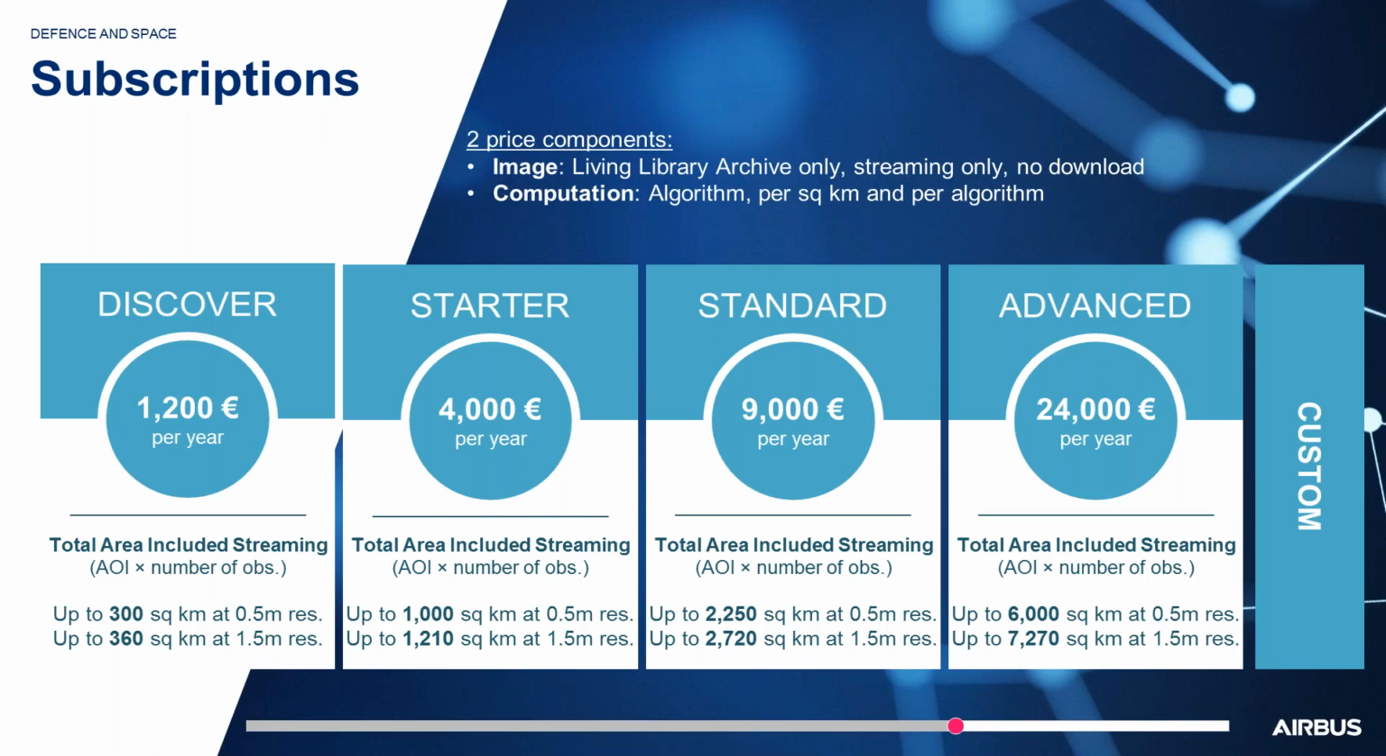each package, each subscription pack here includes the image and the computation. So for example, for the Discover, for the price you have on the screen, we provide the image based on the Living Library archive only at this time. Again, the tasking will be included in the next version. And the image is available in streaming only, no download. And based on this image, we run the algorithm. So again, for each package, we propose the image and the computation. So you can run an analysis on 300 square kilometers in Pléiades, for example, with the Discover pack.